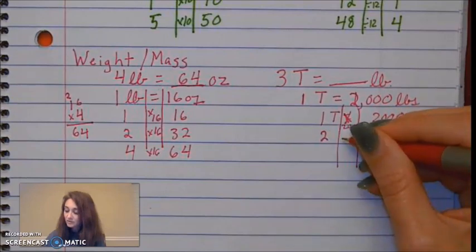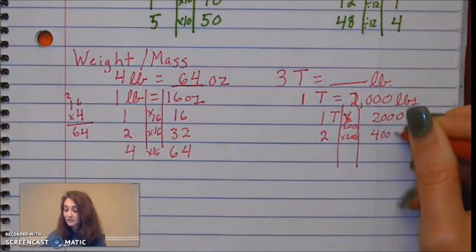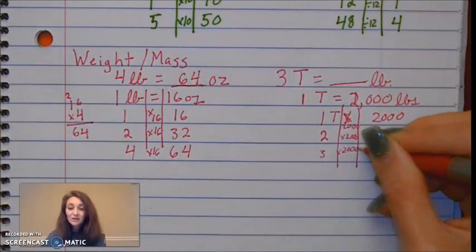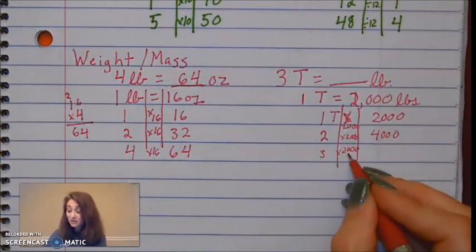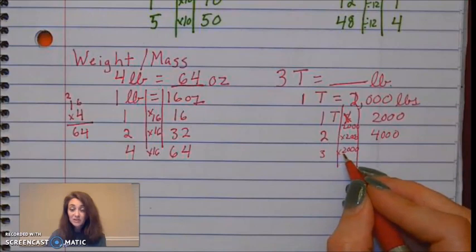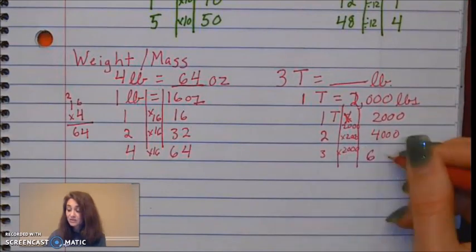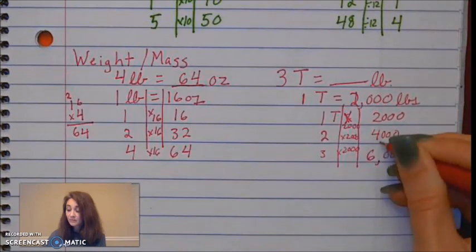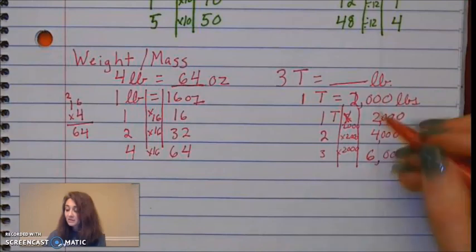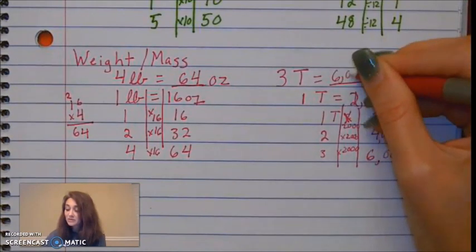2 times 2,000 would give me 4,000, and 3 times 2,000, if I don't remember this, I can always use my zeros trick. Underline those 3 zeros and ignore them. 2 from the 2,000 times 3 would be 6, and then put my 3 zeros at the end. I know you're telling me to put my commas in, I can already hear you. 3 tons equals 6,000 pounds.